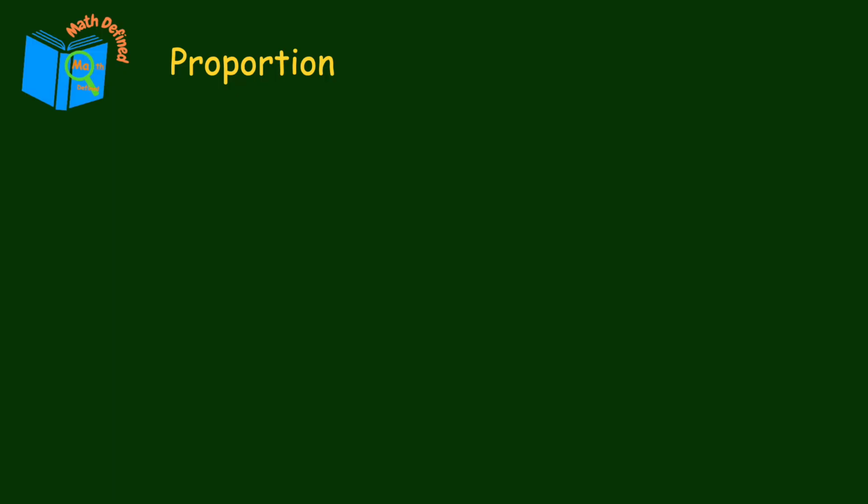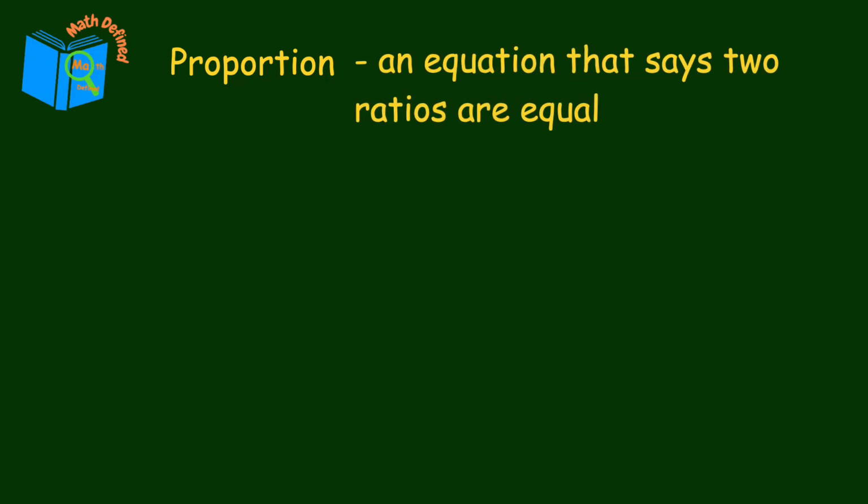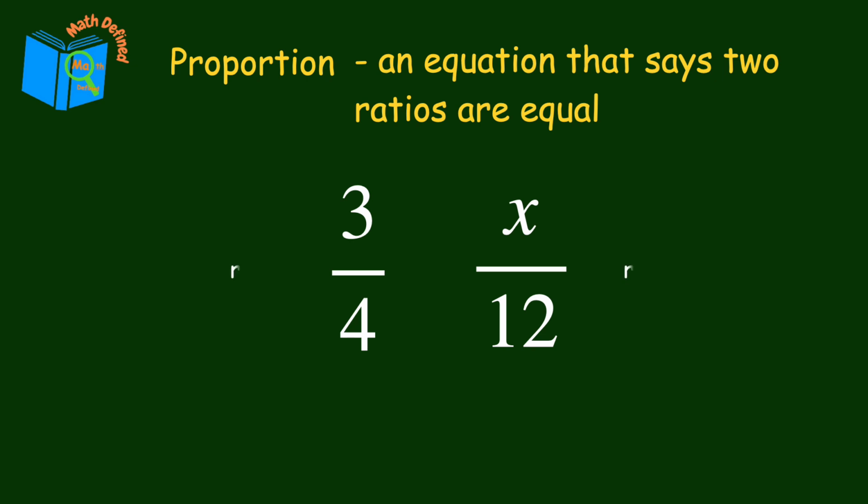A proportion is just an equation that says 2 ratios are equal. For example, if 3 out of 4 students love pizza, and in another class, some unknown number of students out of 12 also love pizza, we can write these 2 ratios as the proportion 3/4 equals x over 12 to determine the number of students in the other class that also love pizza.